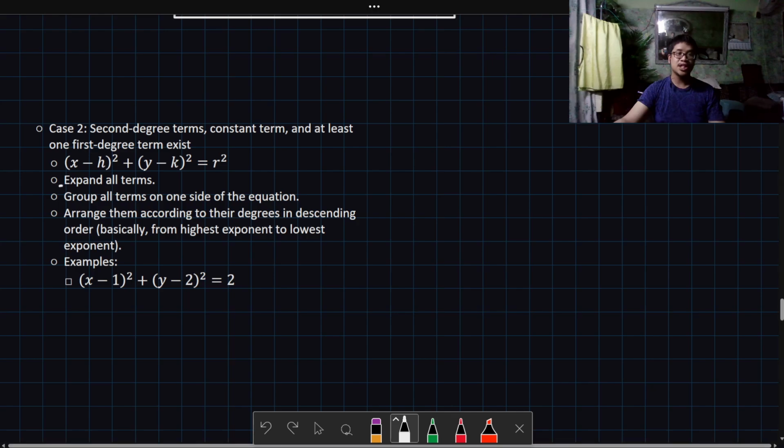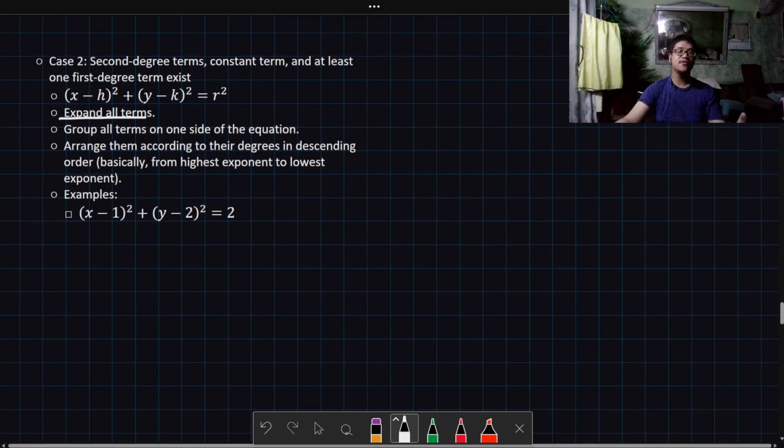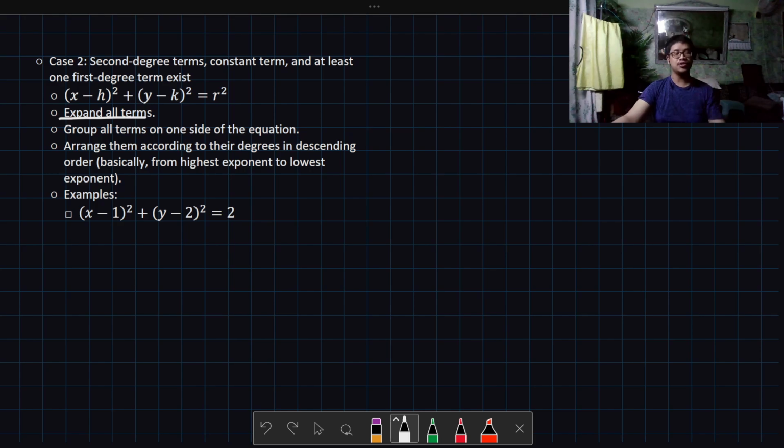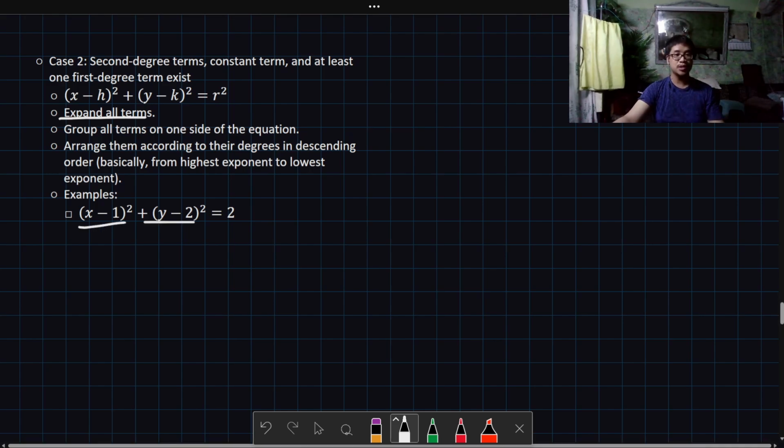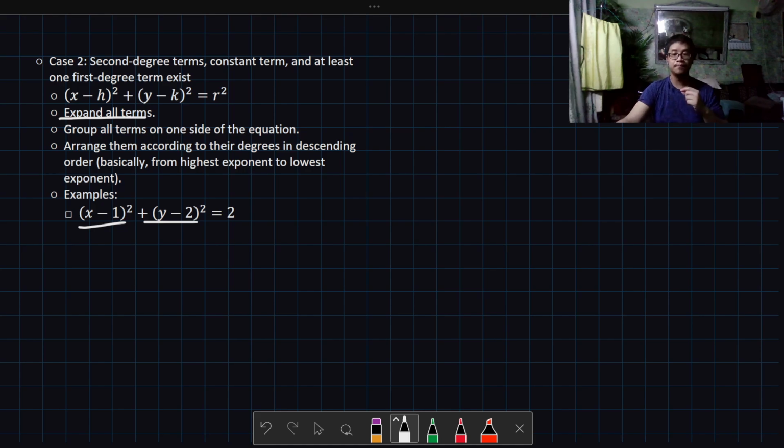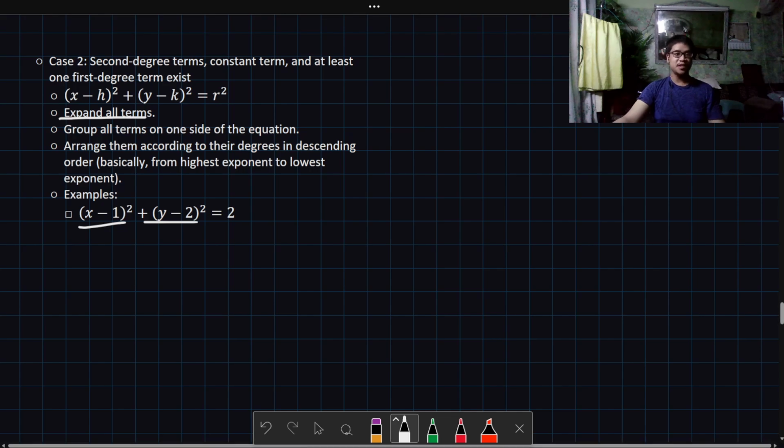So first you have to expand them. Let me give an example. You see this one? We have to expand them. How can we expand them? You see, there are two ways for you to expand these parentheses.